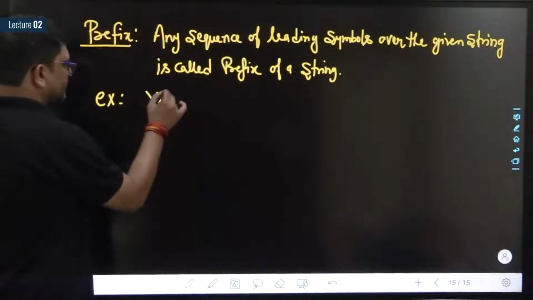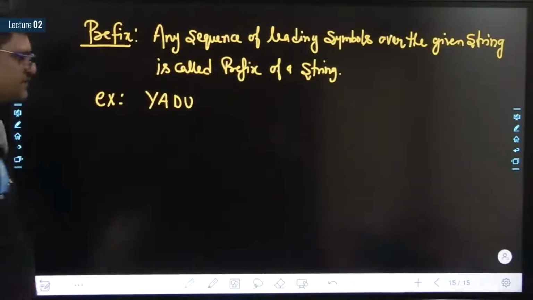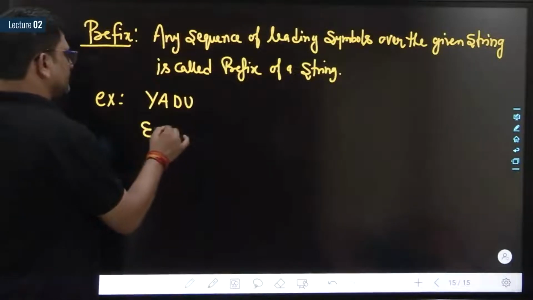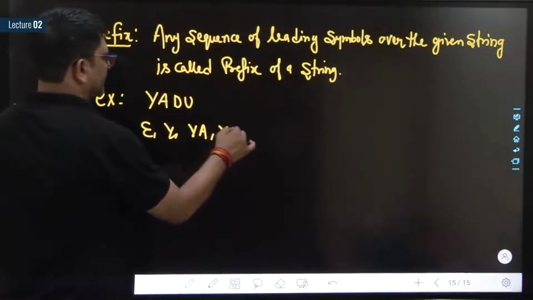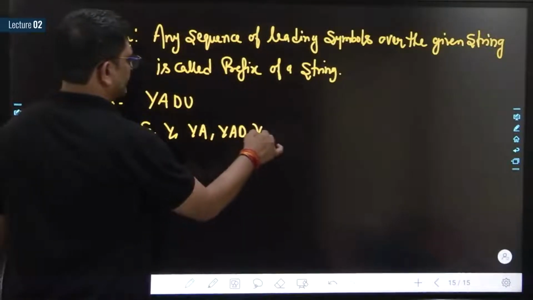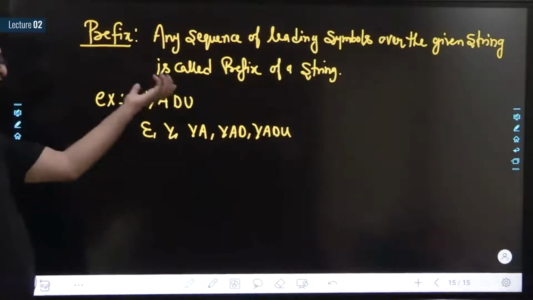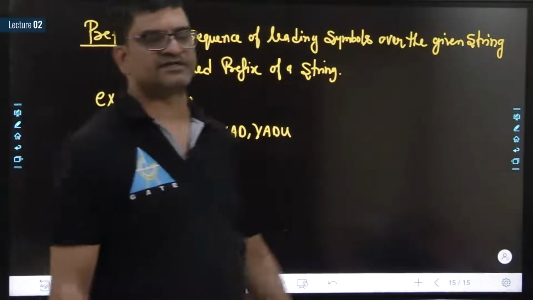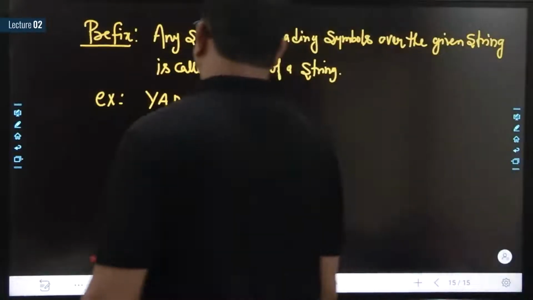For example, our string is YADU. Then the prefixes are epsilon, Y, YA, YAD, YADU. These are the prefixes of this string. Clear?